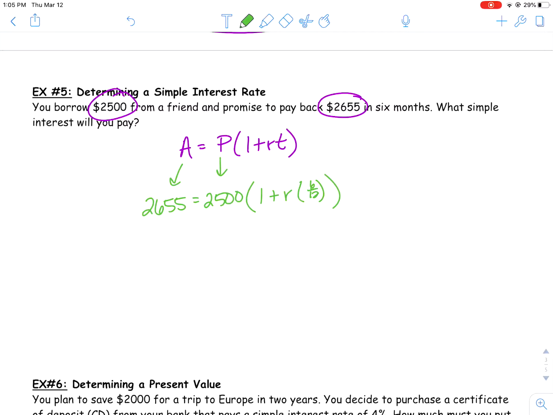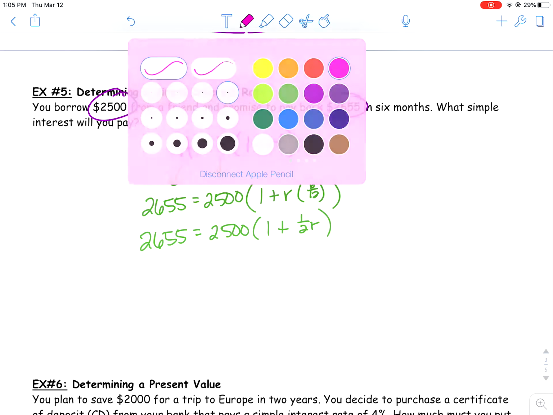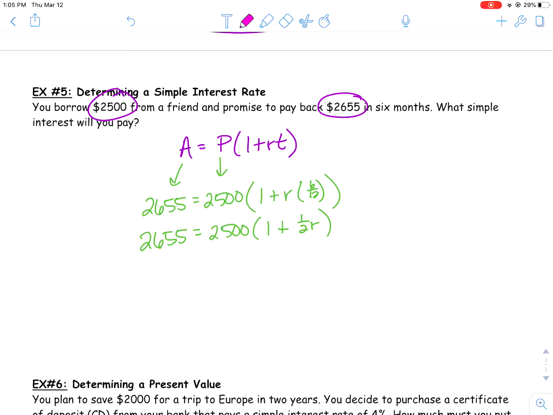I'm going to go ahead and simplify this a little bit, and I'm going to write that 6 over 12 as a 1/2 next to my R. All right, and our goal is to try to solve for R. I want to figure out what R equals. What is my interest rate that I'm actually being charged by borrowing this money from my friend?